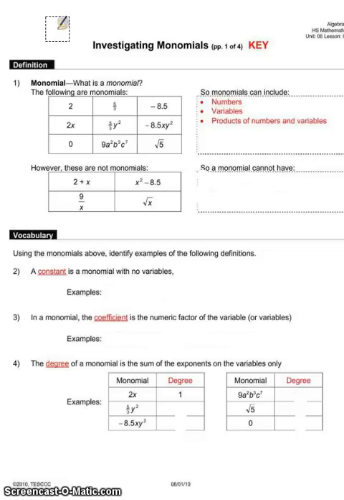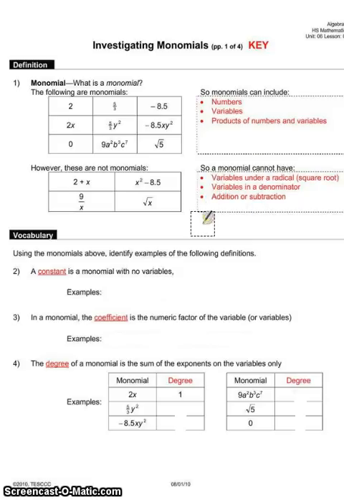Now let's look at what monomials are not. If you look at the first one, 2 plus x, it can't be separated by addition or subtraction. It also can't have a variable in the denominator, and it also cannot be under a radical. So these are the things that a monomial cannot be. So make sure you jot that down.